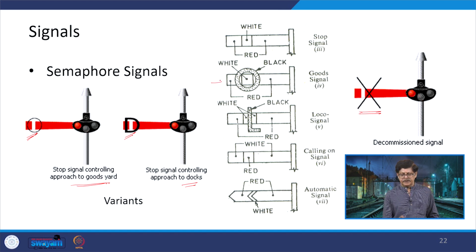Okay, so this ring is being shown here again, that is a goods signal. Then there is an L being shown here, that means it is a loco signal. This is for locomotives only. And if there is a red band in between and the total is complete white, then this is defined as a calling on signal. And again there is an automatic signal where this V notch is being shown and this whole area is red with a white V being provided. So, this is an automatic signal, everything being electronically controlled.